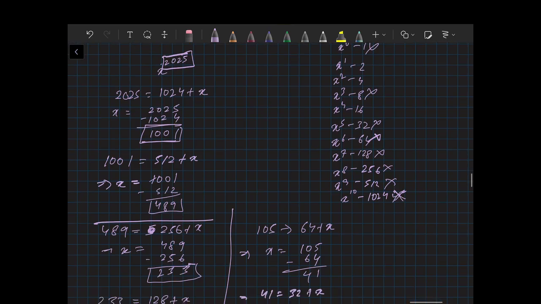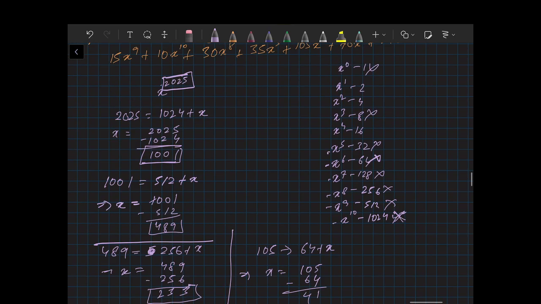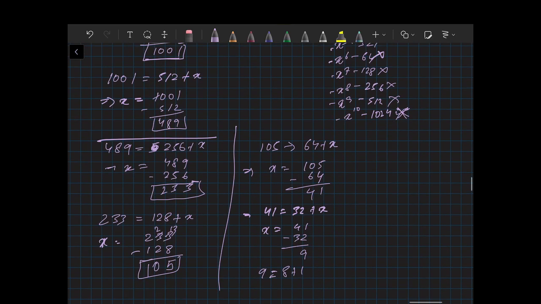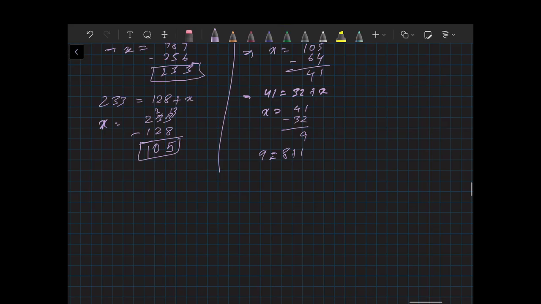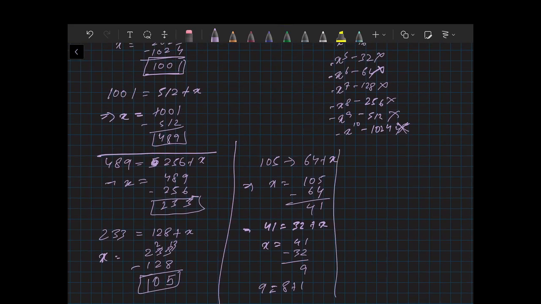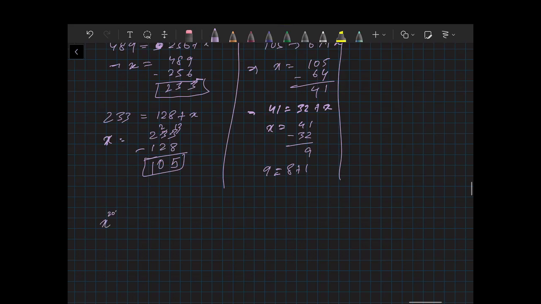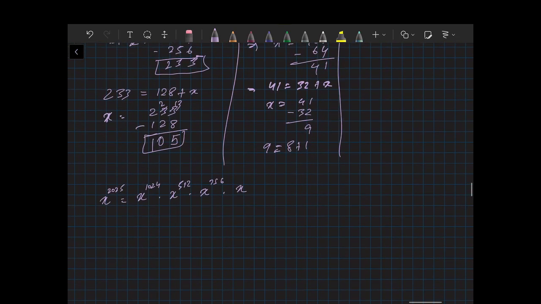So all the polynomials containing these are used to create 2025. What we have figured out here is that x to the power 2025 is equal to x to the power 1024 times x to the power 512, 256, 128, 64, 32, x to the power 8 and x to the power 1. So 1, 2, 3, 4, 5, 6, 7, 8. So these 8 terms are used.